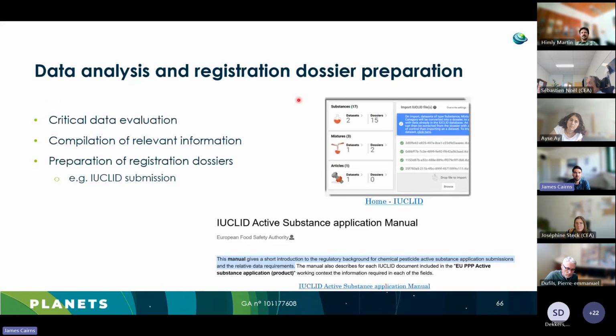So if we go back to how this dossier or a submission would look like, this is part of the registration process, as I mentioned. For example, this would be the Euclid interface where someone has registered 17 substances. These are in 15 dossiers. We can also register mixtures which have slightly other requirements compared to a single substance.